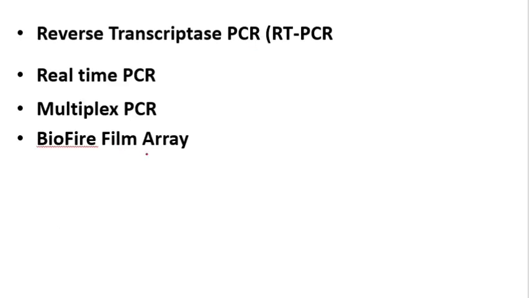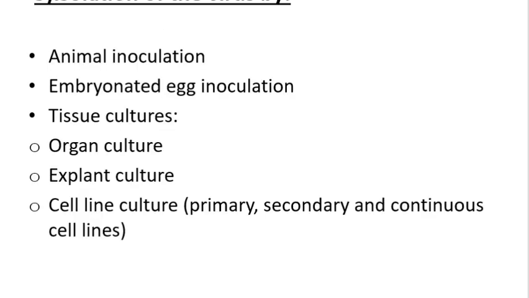And the last one is isolation of the virus by animal inoculation, embryonated egg inoculation, and tissue culture. We all know that we cannot grow the virus in artificial cell-free culture media. We need living cells for the growth of viruses, so we have to inoculate them into experimental animals, embryonated eggs or tissue culture.